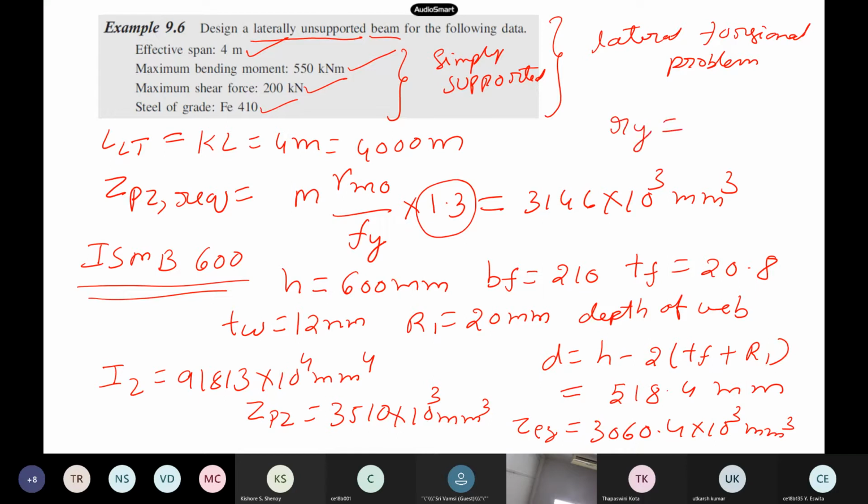And then the radius of gyration, this also is very important. Ry for this case is 41.2, and Rz, the major axis, is 242 mm. Sorry, all the units are in mm only. So these are the things. So you copy all the details.